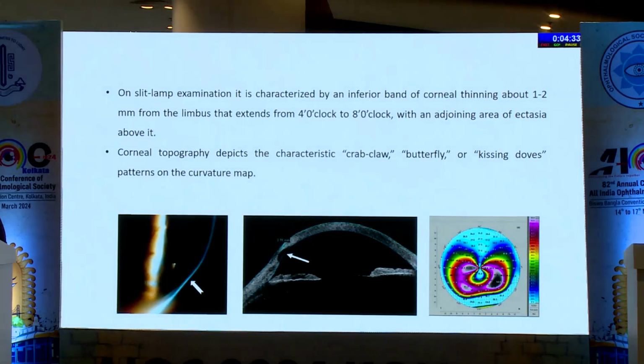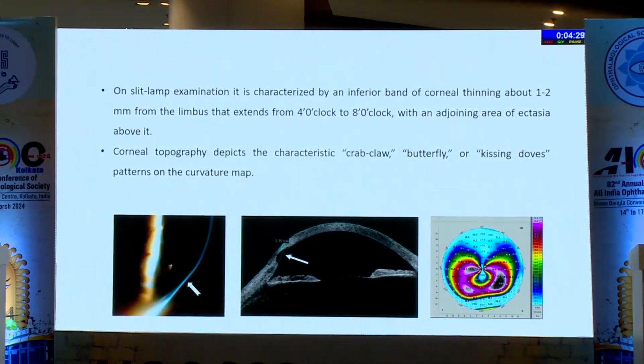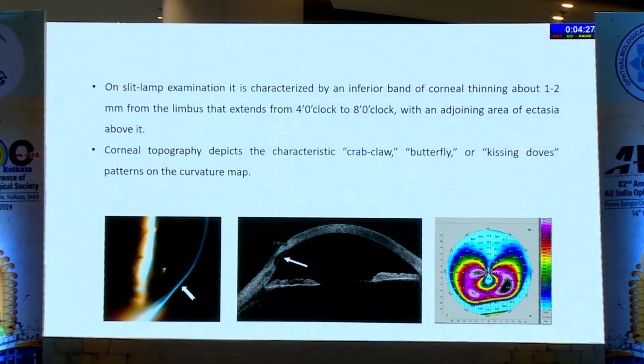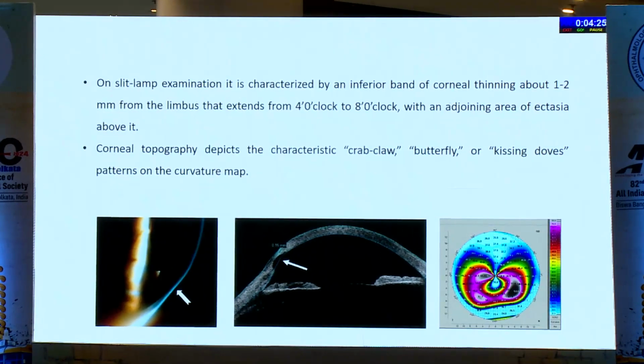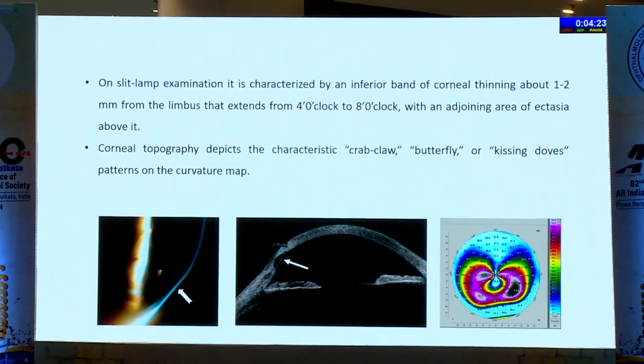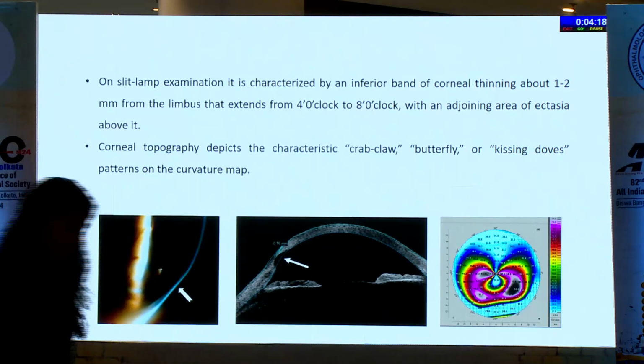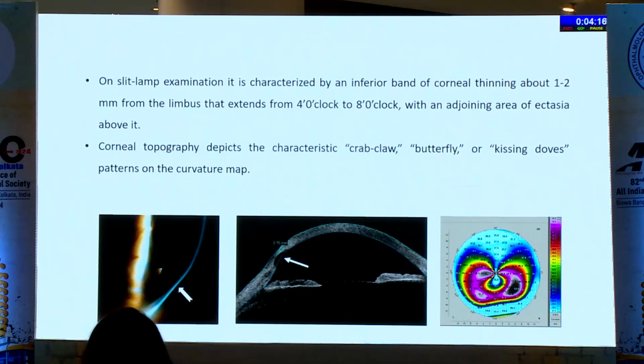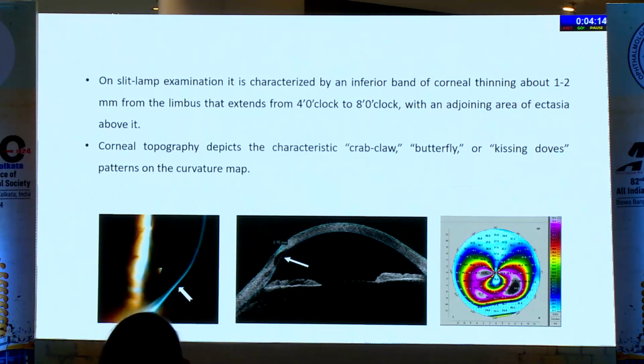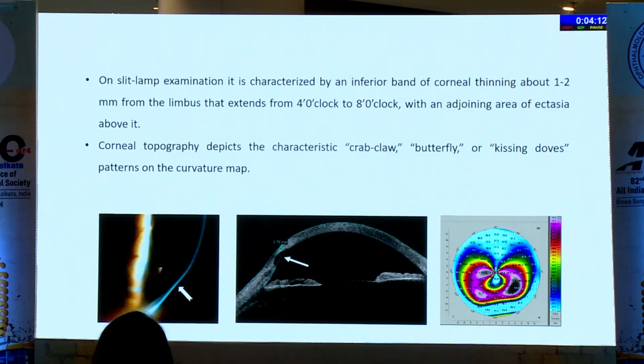On slit lamp examination, it is characterized by a typical inferior band of corneal thinning, which is around 1 to 2 mm from the limbus, and it extends from around 4 to 8 o'clock hour with adjoining ectasia above it. Corneal topography typically depicts a crab claw or butterfly or kissing dove pattern, as seen here in the third image.